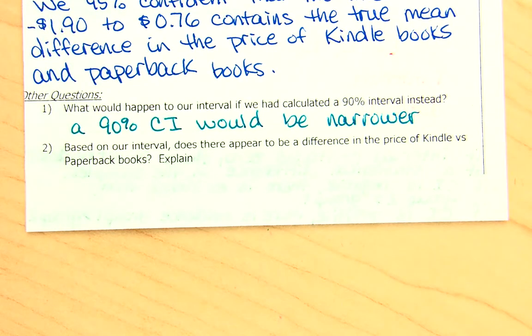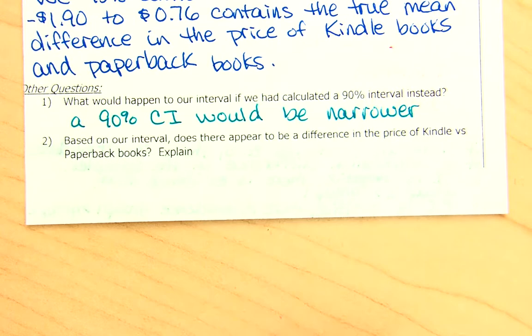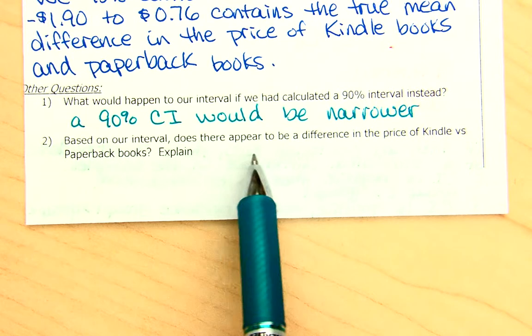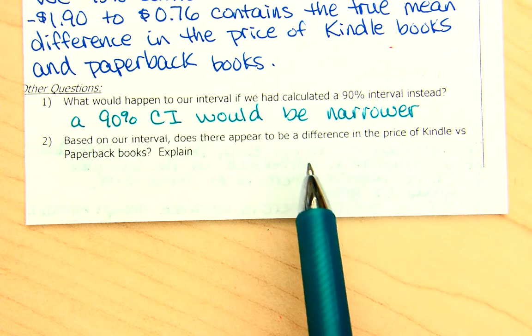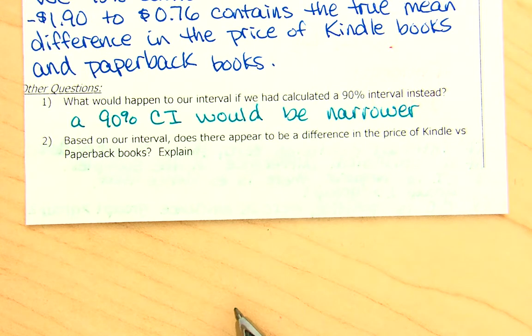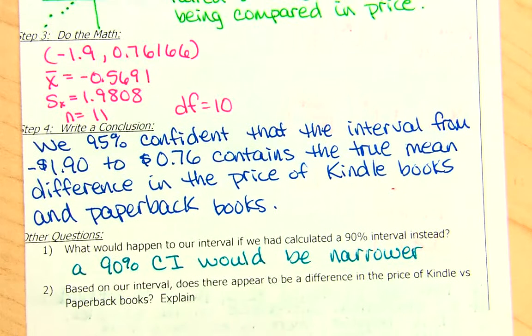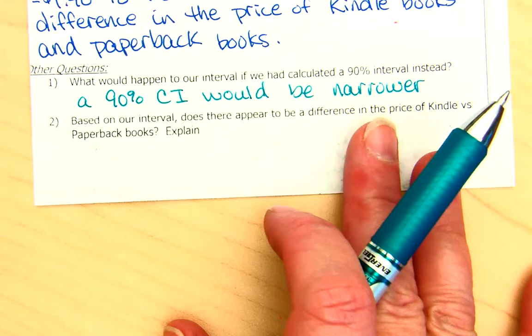As it gets wider, we're more confident. As it gets narrower, we're less confident because we have less margin of error, less amount we could miss by. So, based on our interval, does there appear to be a difference in the price of a Kindle versus paperback? Why? Since 0 is contained, it's possible there is no difference.